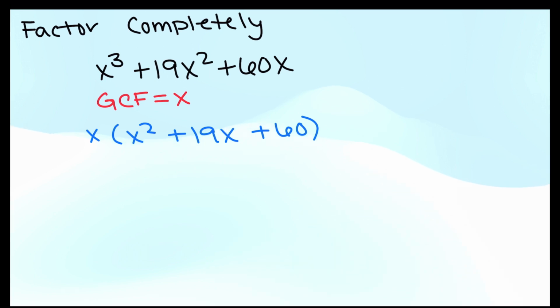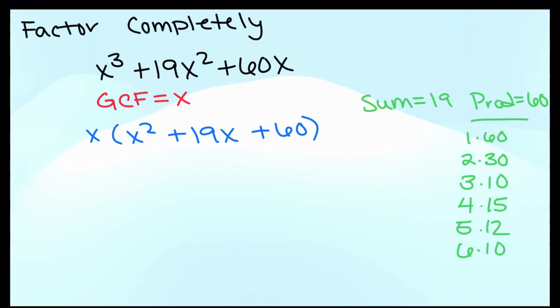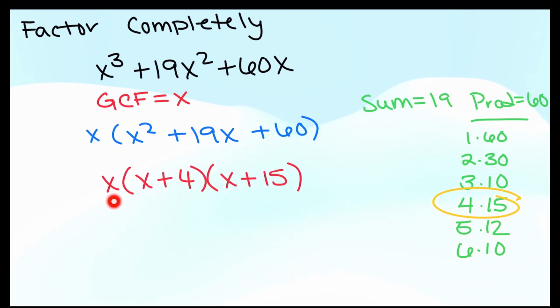Now actually I have a trinomial with an x squared. This fits into my pattern. So I can find two numbers with a sum of 19 and a product of 60. So I'll start with my product of 60. It's a big list this time. Let's see, 1 and 60. Can divide by 2, 2 and 30. Divide by 3, 3 and 10. 4 and 15. 5 and 12. 6 and 10. And which one of these add up to 19? 4 and 15 do. So for my final answer, notice I keep the GCF, the x out front, and then I'll factor as x plus 4, x plus 15.